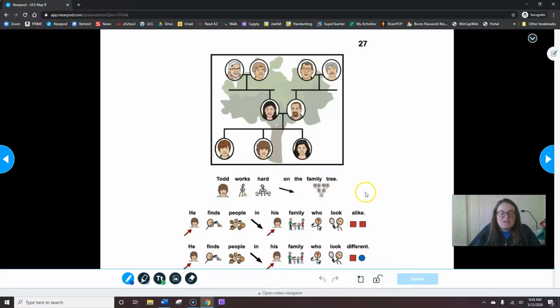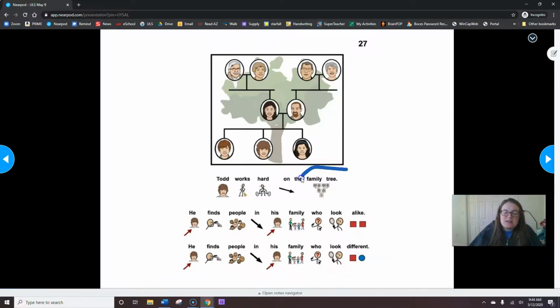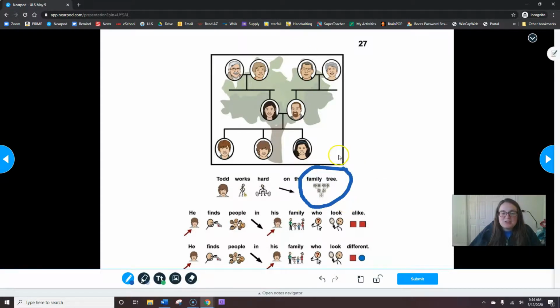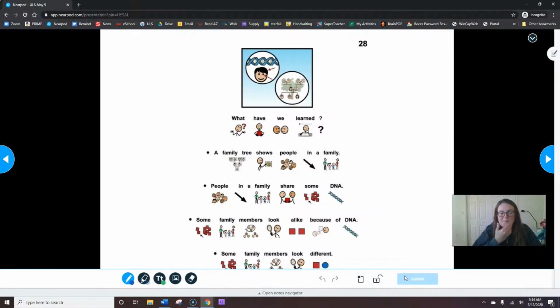Todd works hard on the family tree. He finds people in his family who look alike. He finds people in his family who look different. So, does everyone in a family look the same? No. But he's looking at his family tree. Let's circle family tree. I circle family tree, you circle family tree. Here's an example showing Todd's family tree. When you're done circling family tree, hit submit.